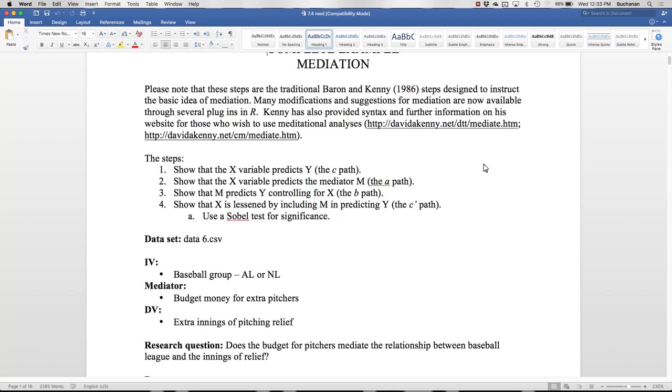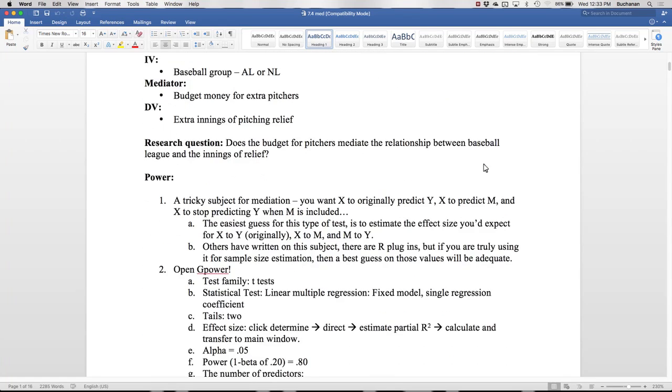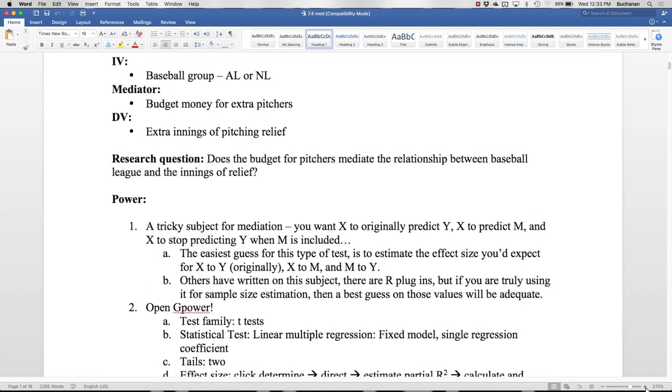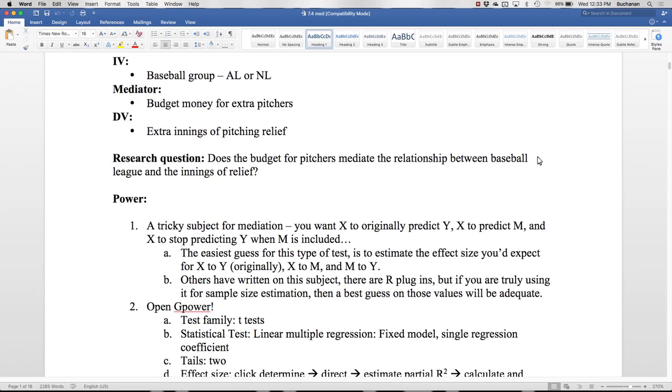So we're going to use data set 6. We're going to try this with a baseball example. So does the budget for pitchers mediate the relationship between league and relief? Okay. This originally was an example about housing or something. So for power, this is sort of a controversial subject. Did a little bit of Googling, and the answer is, oh my God, I don't want to look at those equations.